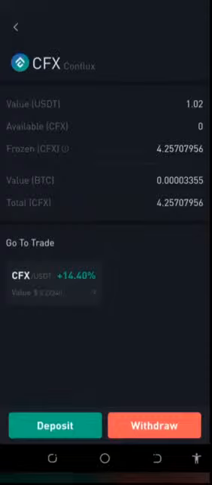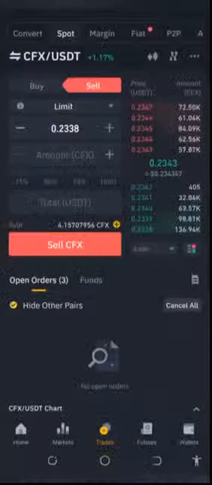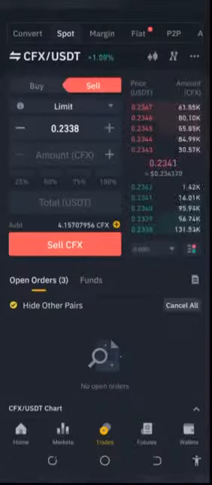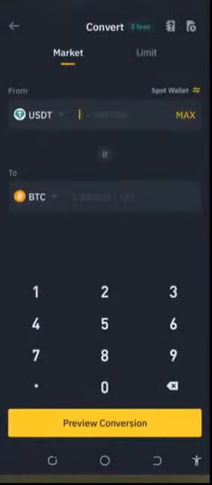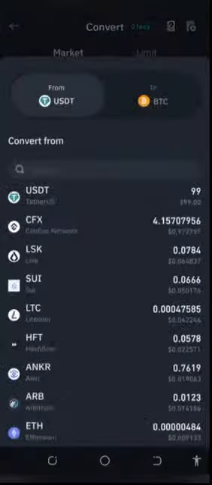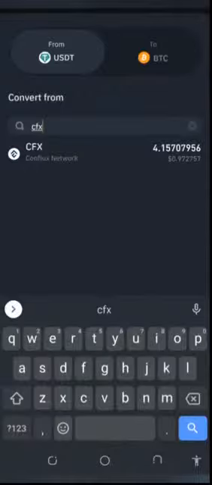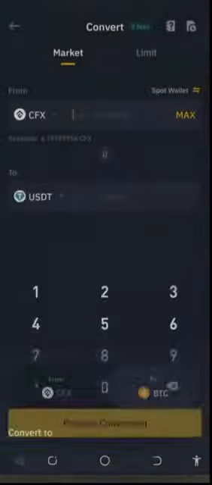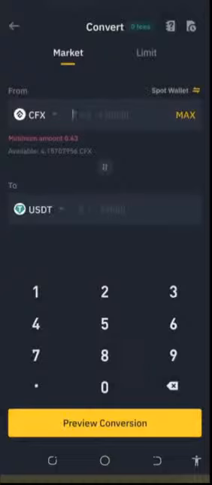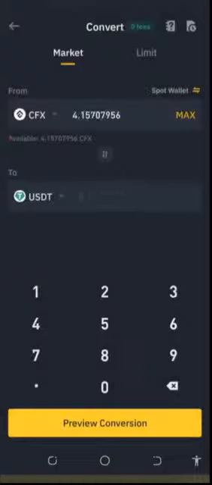Okay, see you shortly. Okay, it has arrived. 4.15. Okay, we sent out 4.26. Now it's at 4.15. Obviously, we cannot change it here. So we have to go back to our convert and then we will put that in here. Let's put in CFX and then USDT. And let's see how much, Max. Let's see how much we get.